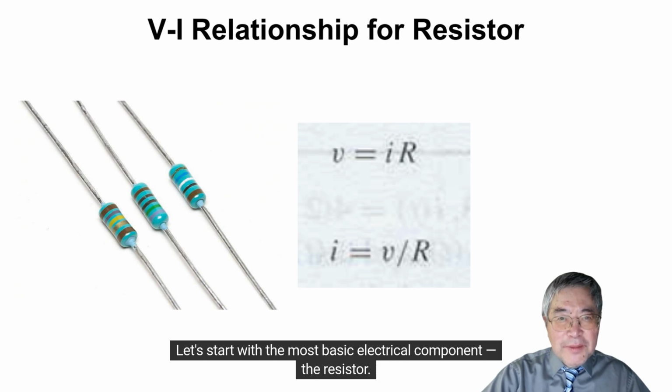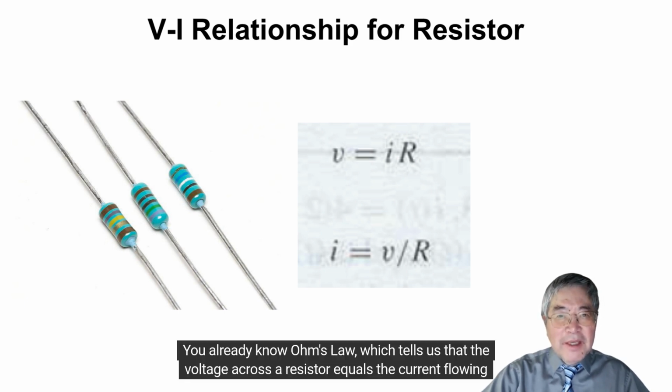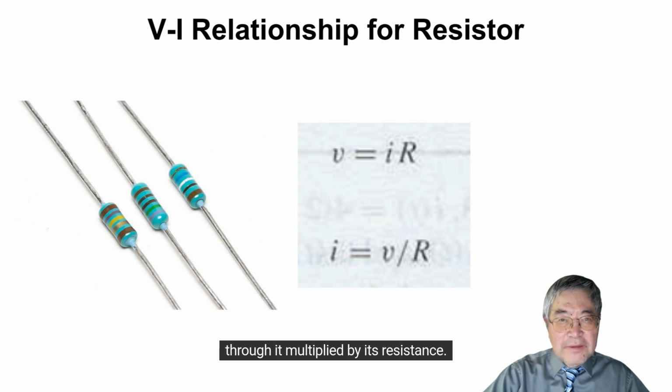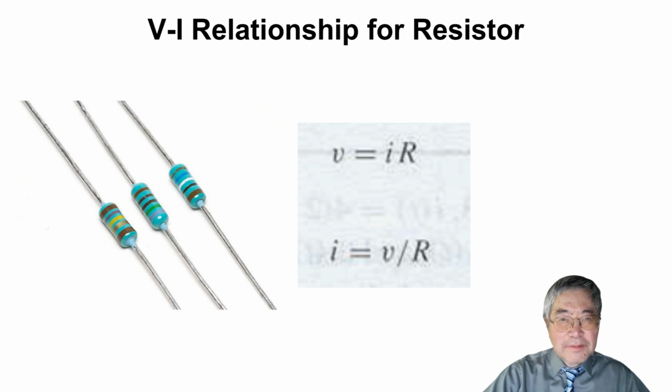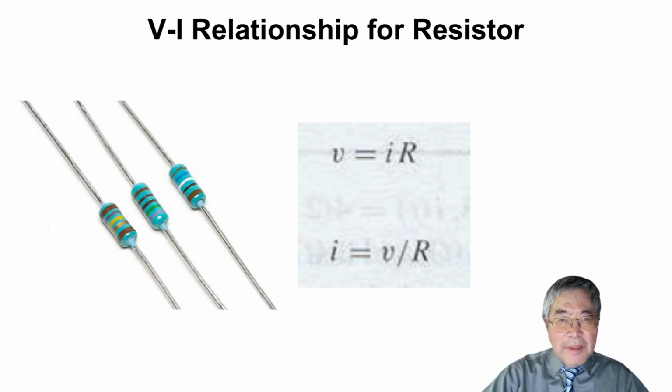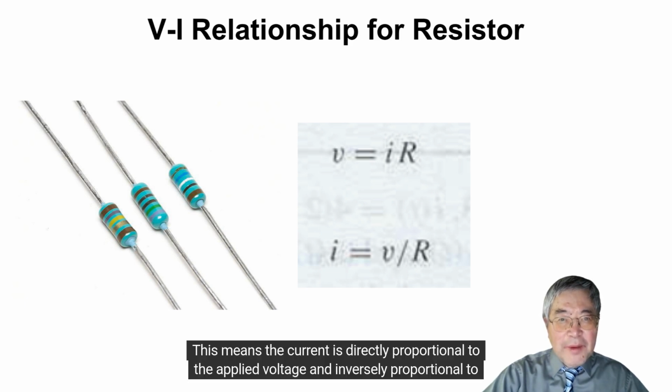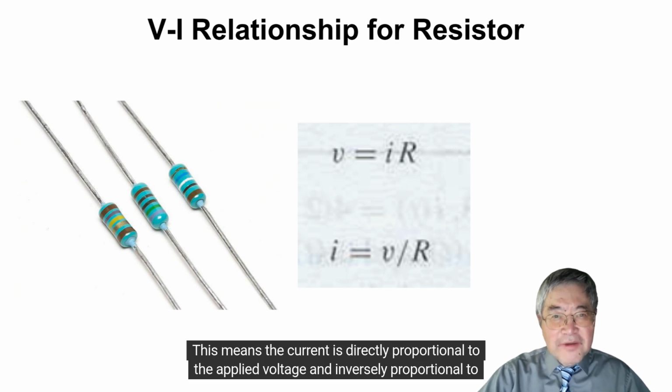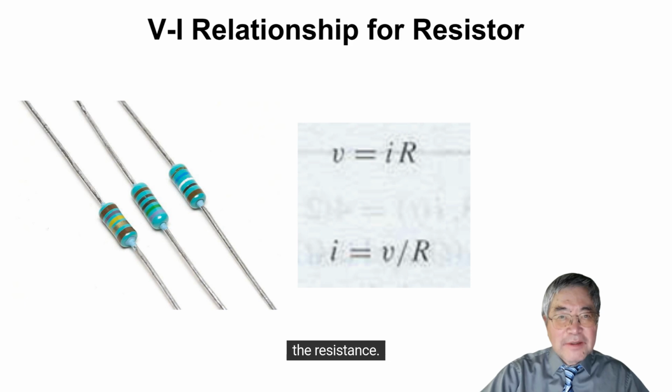Let's start with the most basic electrical component, the resistor. You already know Ohm's law, which tells us that the voltage across a resistor equals the current flowing through it multiplied by its resistance. In words, V equals I times R. We can also rearrange this to say that the current I equals the voltage V divided by the resistance R. This means the current is directly proportional to the applied voltage and inversely proportional to the resistance.